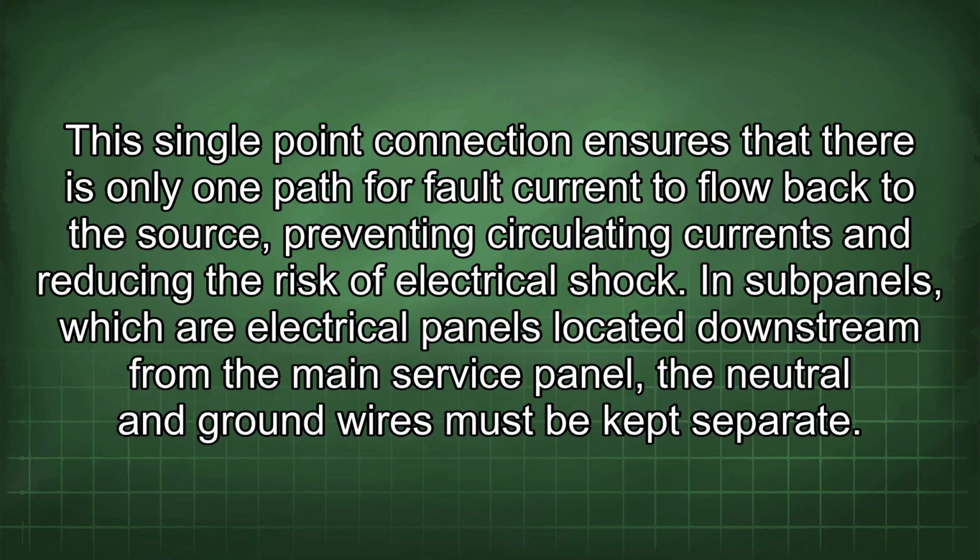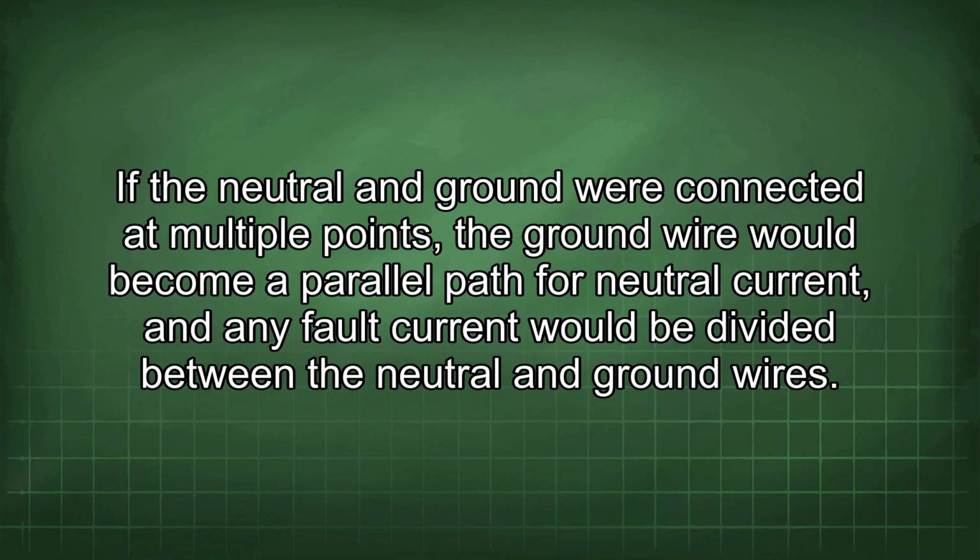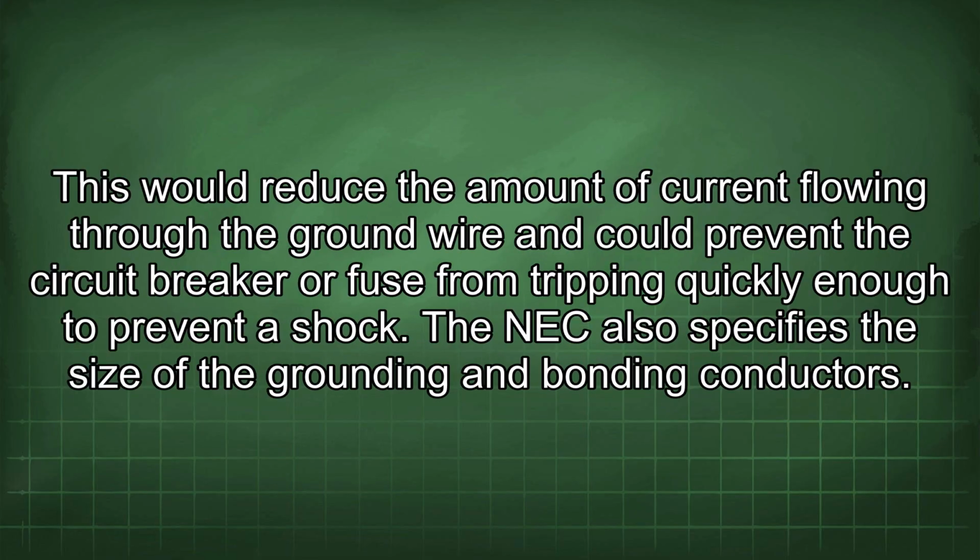In subpanels, which are electrical panels located downstream from the main service panel, the neutral and ground wires must be kept separate. This separation prevents the neutral current from flowing through the ground wire, which could create a shock hazard. The reason for this separation is to ensure that the ground wire is only used for fault current, not for carrying normal operating current. If the neutral and ground were connected at multiple points, the ground wire would become a parallel path for neutral current, and any fault current would be divided between the neutral and ground wires. This would reduce the amount of current flowing through the ground wire and could prevent the circuit breaker or fuse from tripping quickly enough to prevent a shock.